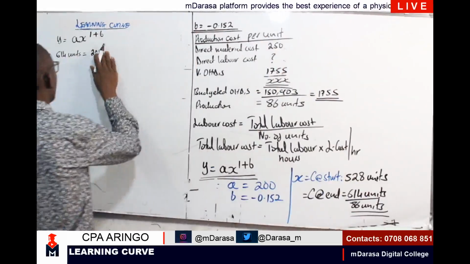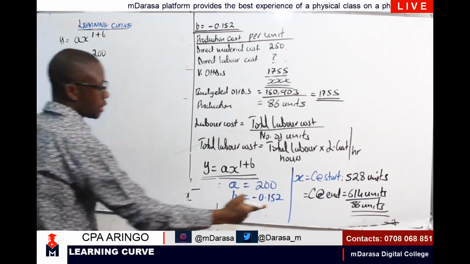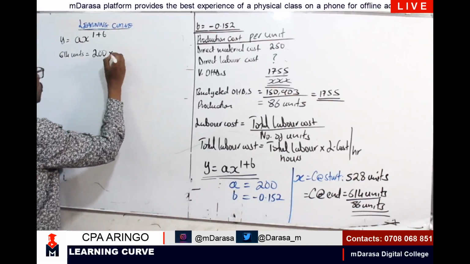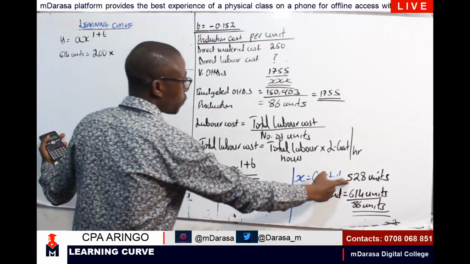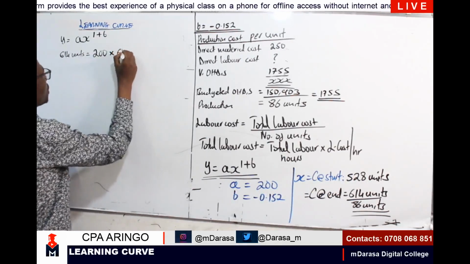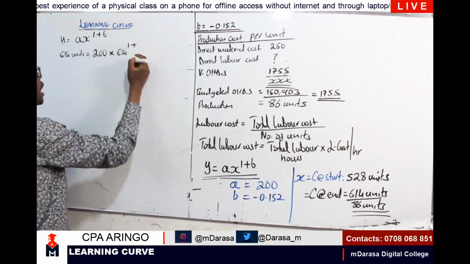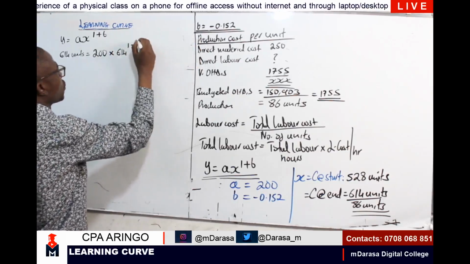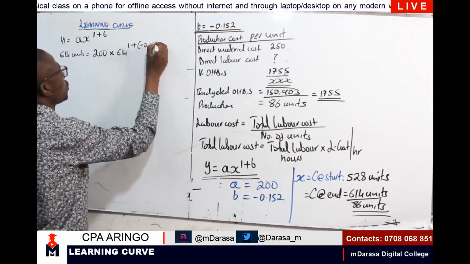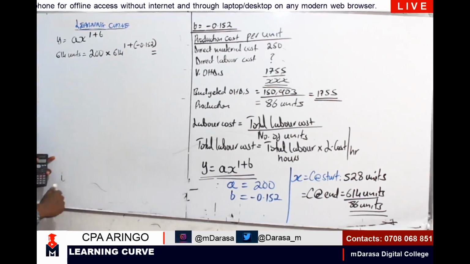So A, we are having 200 units, which we had here. B, in this case, I'm looking at cumulative production of 614 units, which we've looked at here, 614 units. 1 plus our learning index, we had our learning index to be negative 0.152. That should give us our total number of hours required.